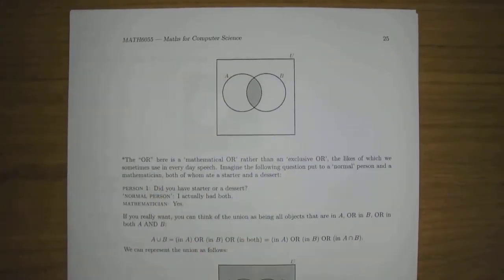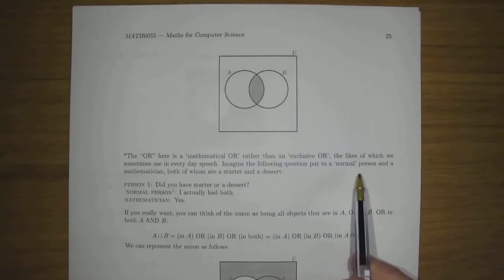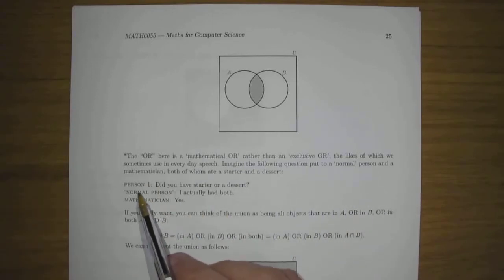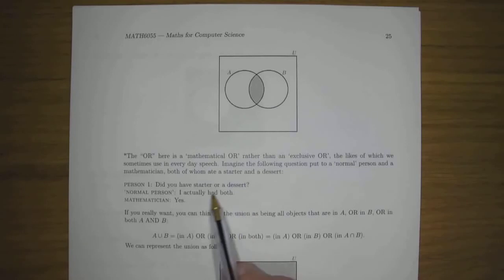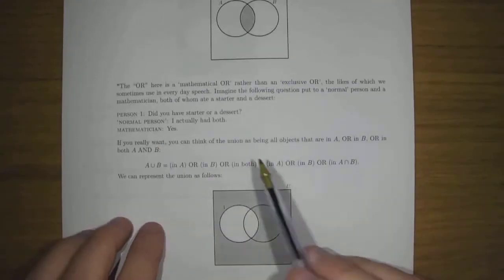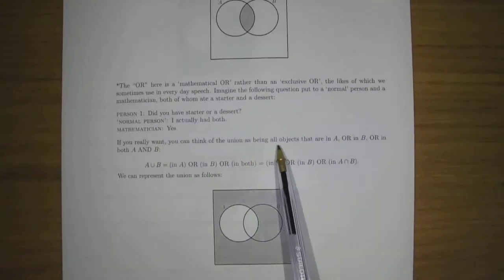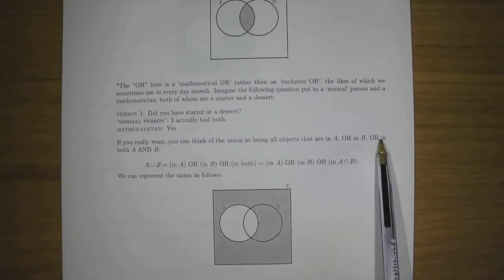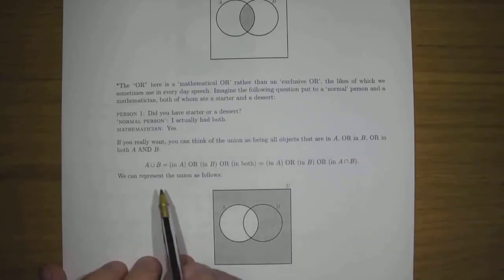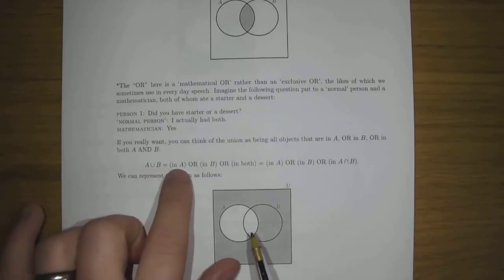Here is just explaining the difference between the OR in everyday language and the mathematical OR, versus the exclusive OR. So the question put to a normal person and a mathematician: did you have a starter or a dessert? A normal person, if they had both, would say, I had both. A mathematician would just say yes. So if they have both, the OR is included in that. If you really want, you can think of the union as being all the objects that are in A or in B or in both. So this is a way of thinking like that.